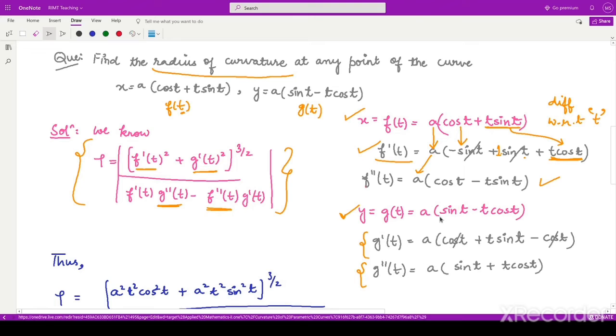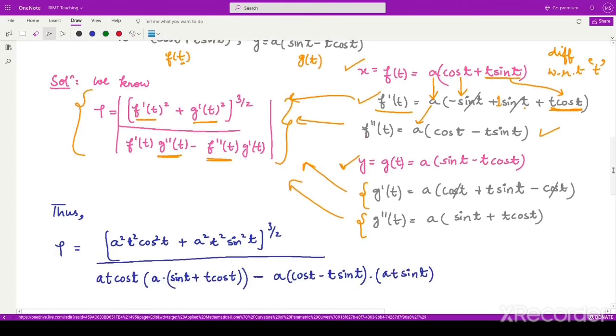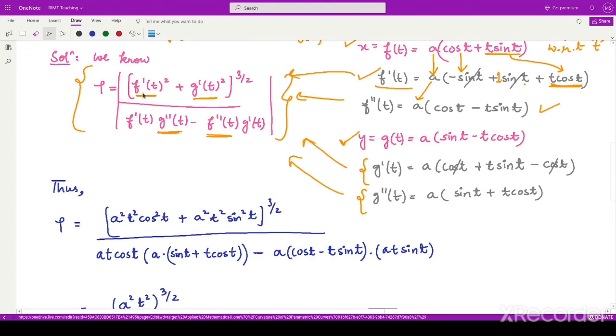Once you have all these values, you can substitute these values onto here in this formula. So let's see, what do we have? We have f dash t, that is only a t cos t. So its square would be a square t square cos square t, and then g dash t. G dash t is again a into t sine t. So when you square this, you would have a square t square sine square t. So a square t square sine square t whole raised to power 3 by 2.